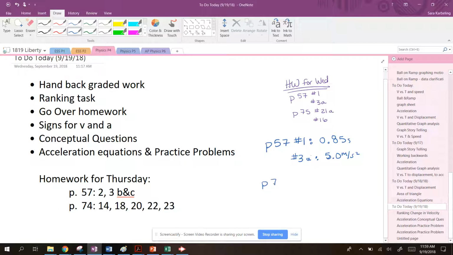And then on page 75, that rain is really loud. Holy cow. 21A. I don't know why I wrote those in out of order. I apologize for that. That's kind of weird, right? 21A, what did we get? Negative 15 meters per second. And number 16, 4 seconds.